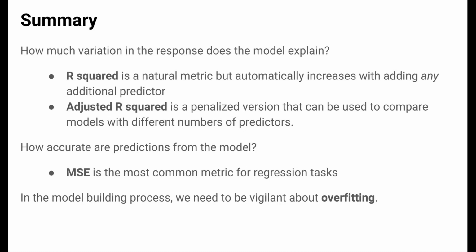In summary, we've gotten answers to our last 2 questions about model quality and usefulness. How much variation in the response does the model explain? R-squared in linear regression is a natural metric for this, but has the problem that it automatically increases with adding any additional predictor, even ones that are not useful. Adjusted R-squared is a penalized version that can be used to compare models with different numbers of predictors.